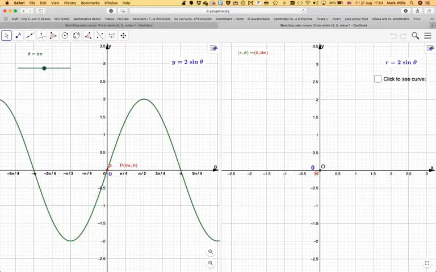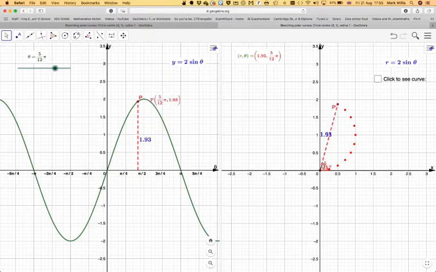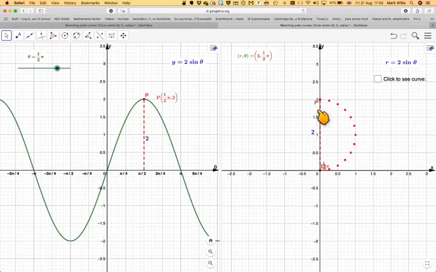Our starting point is here. If we move along, what you've got to remember is that this value here will give you the value here. Let's make it a bit bigger. There you go, π/6. You can see this line here is 1, and it's 1 here. As the angle goes round, this line gets bigger till we get to this point up here where the line will be 2. As we carry round for positive angles, this line is going to get smaller.